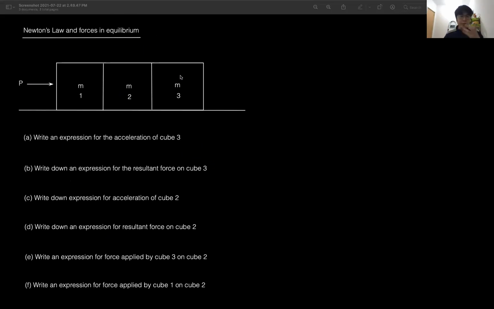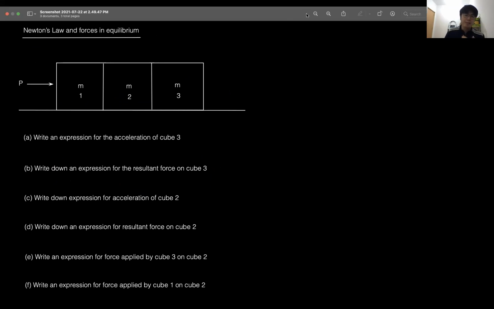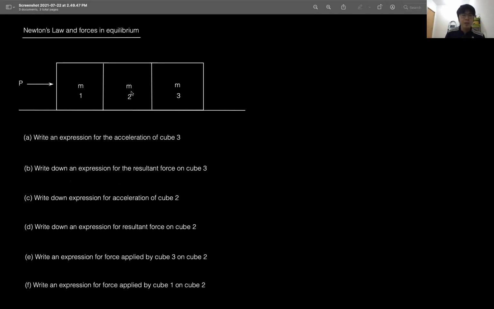Here we got 3 bodies of the same mass. Cube 1, cube 2, and cube 3, and I apply a force of P from the left. A, write an expression for the acceleration of cube 3. B, write down an expression for the resultant force on cube 3. C, write down an expression for the acceleration of cube 2. So we want to derive all the expressions for the contact force between these objects, and we need Newton's third law. All right, let's do this.